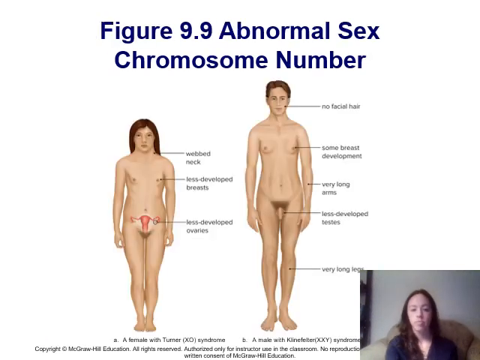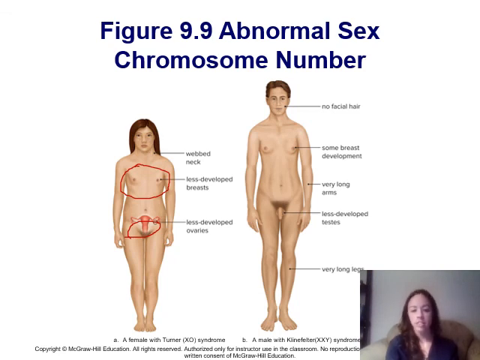The lady on the left-hand side has something called Turner syndrome, which is an example of monosomy since she will only have 1 X chromosome. This person will be female as she will still have ovaries. However, these ovaries will be underdeveloped and her breasts also will be underdeveloped. However, females with Turner syndrome could still get pregnant with in vitro fertilization.